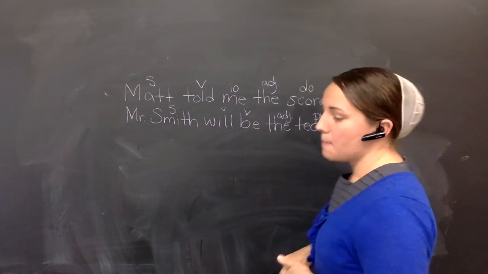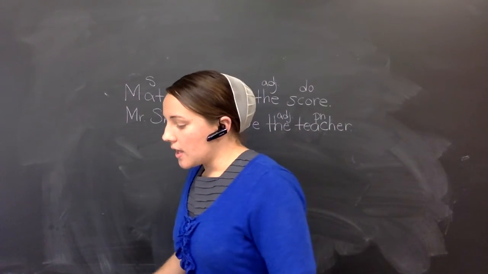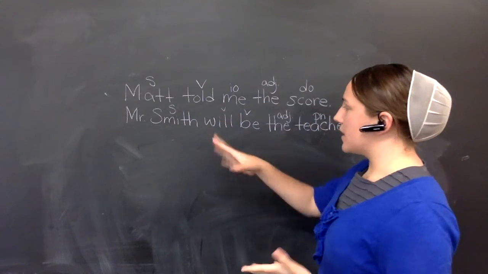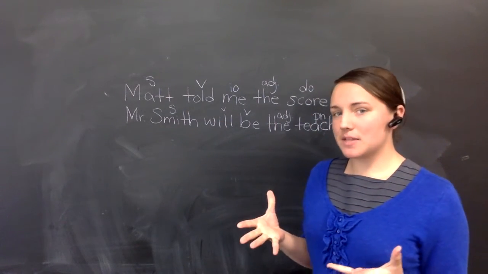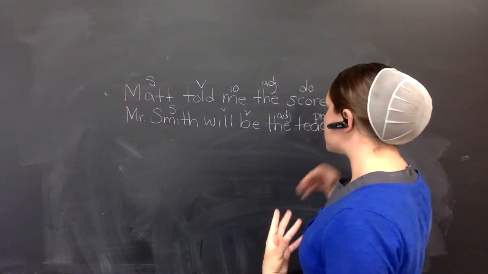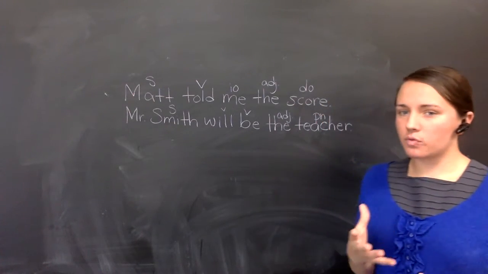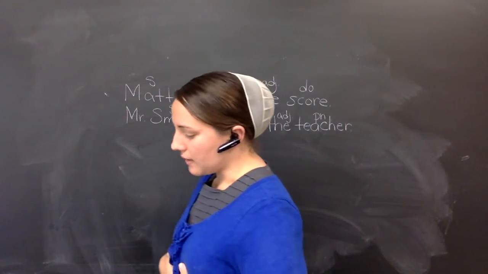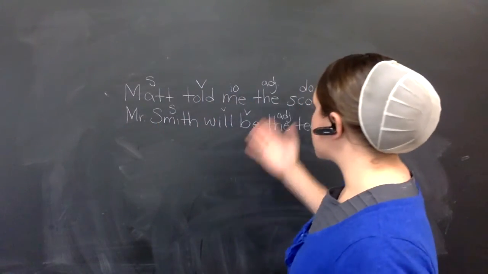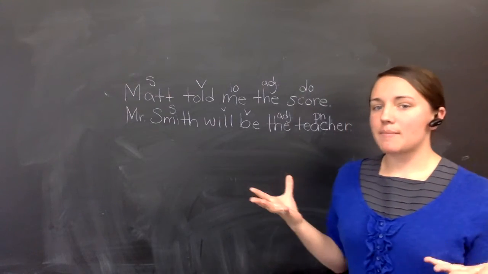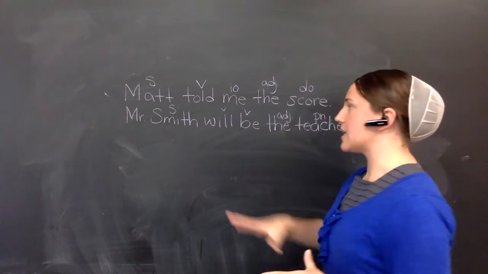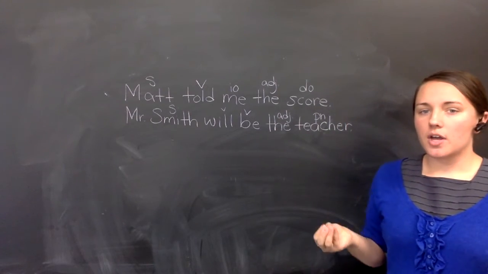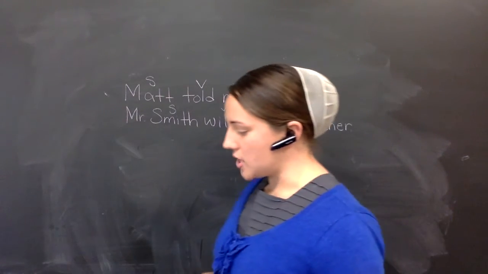So, once we found our subject and verb, we look for our complements, and then after we find our complements, read your predicate nominative in place of your subject. If it makes sense, it means you found the right thing. If it's a predicate adjective, try reading it before the subject to see if that makes sense. For your direct objects and indirect objects, just read them after your subject and verb and see if that makes sense. Matt told me the score. That makes sense. So we found the correct direct and indirect object there.